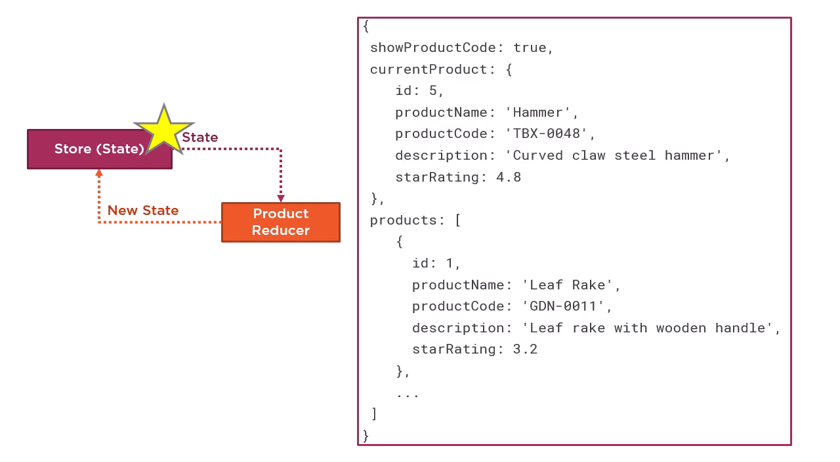The store's state tree should be immutable, meaning its structure and values should never be changed once it's been created. Wait, what? If we aren't supposed to change the store's state, how do we process our actions? Let's walk through an example.